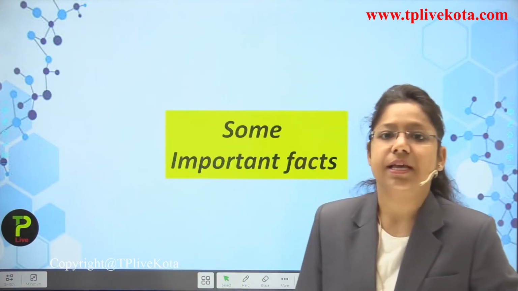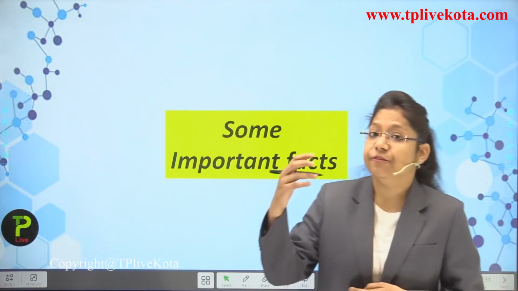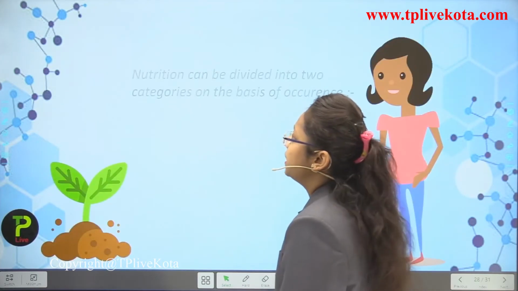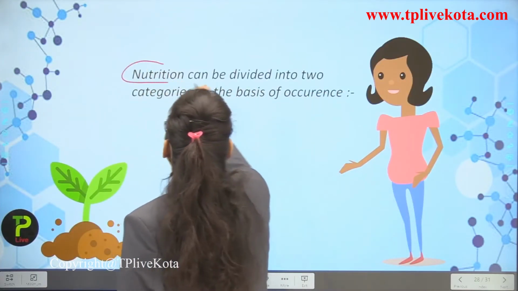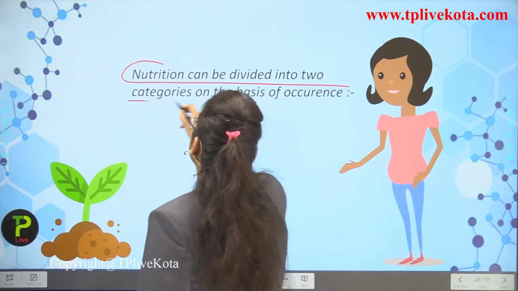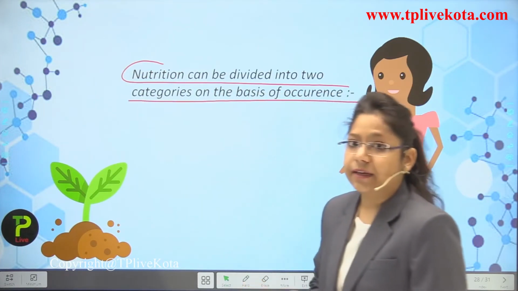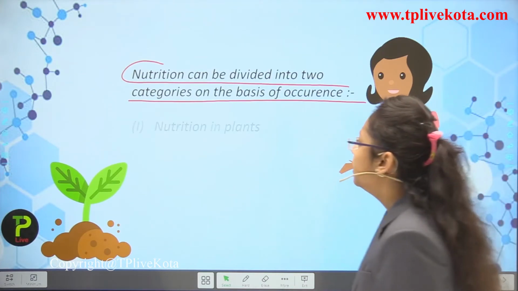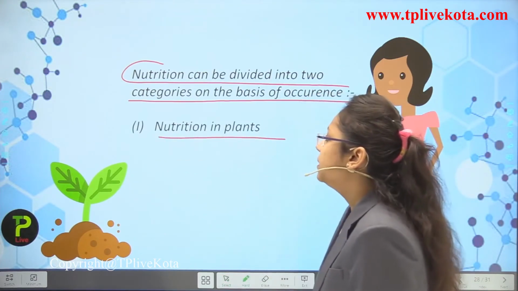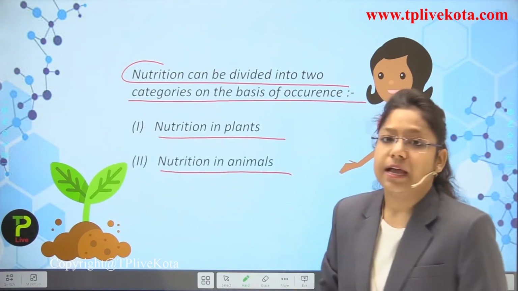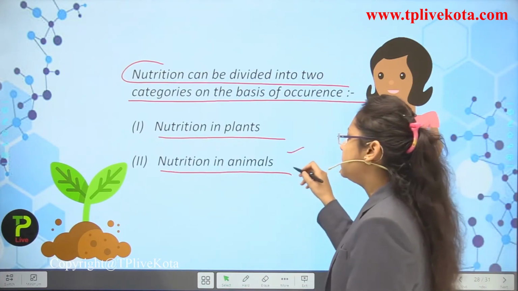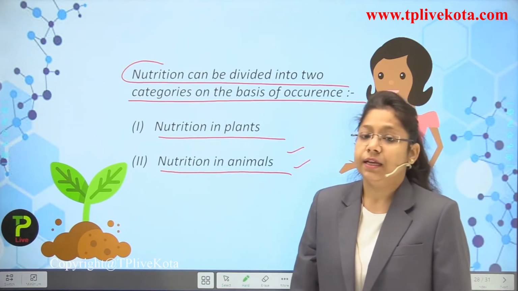Now students, I am going to discuss some very important facts. So important facts are, first, nutrition can be divided into two categories on the basis of occurrence. So on the basis of occurrence, it can be divided into two categories. First is nutrition in plants and second is nutrition in animals. So we will talk about nutrition in plants and nutrition in animals in the upcoming lectures.